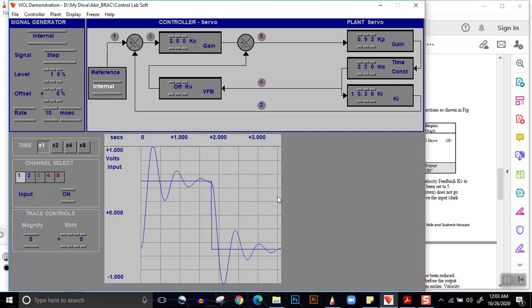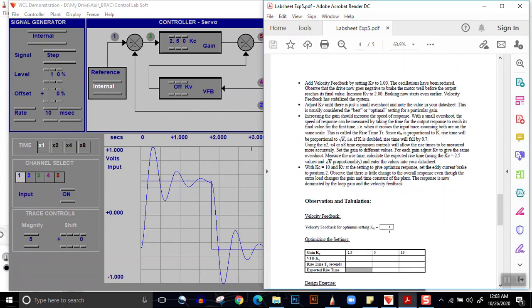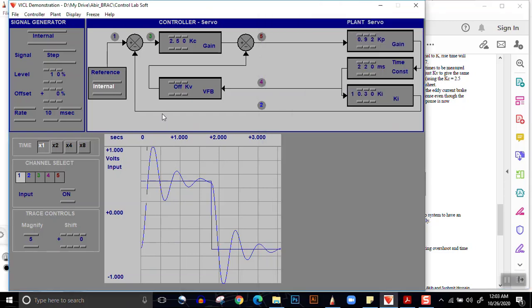So we have our inputs and outputs, and we see there is a very high value of gain. There is a very high value of overshoot. Now, what we'll first do is, we'll first set Kc equal to 2.5, which is already set, and we will increase the value of Kv bit by bit so that the value of the overshoot is really small. So what we do, we increase the value of Kv, overshoot is decreasing, we increase it further, we increase it further.